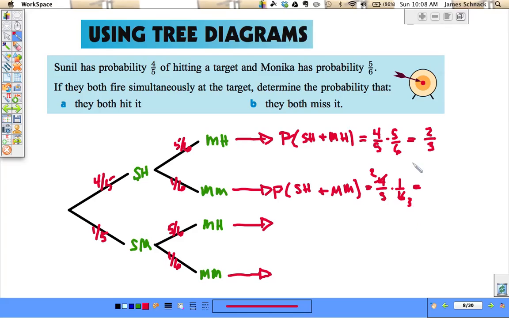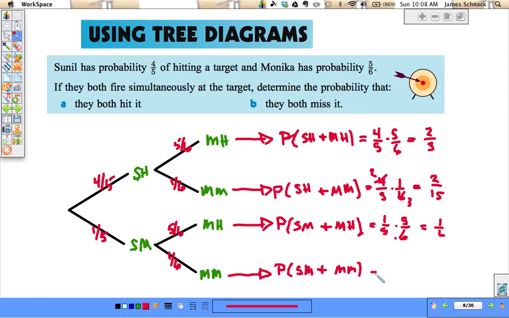This one would be 4/5 times 1/6. 2 goes into 4 twice. 2 goes into 6 3 times. 2 out of 15. Probability that Sunil misses and Monica hits would be the third probability I can find. So this is 1/5 times 5/6. And finally, probability that Sunil misses and Monica misses, 1/5 times 1/6. And this was equal to 1/30.